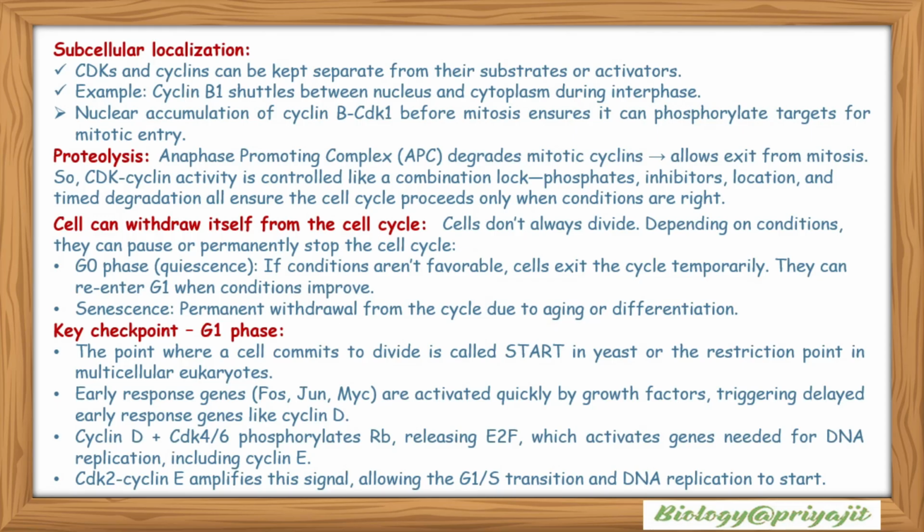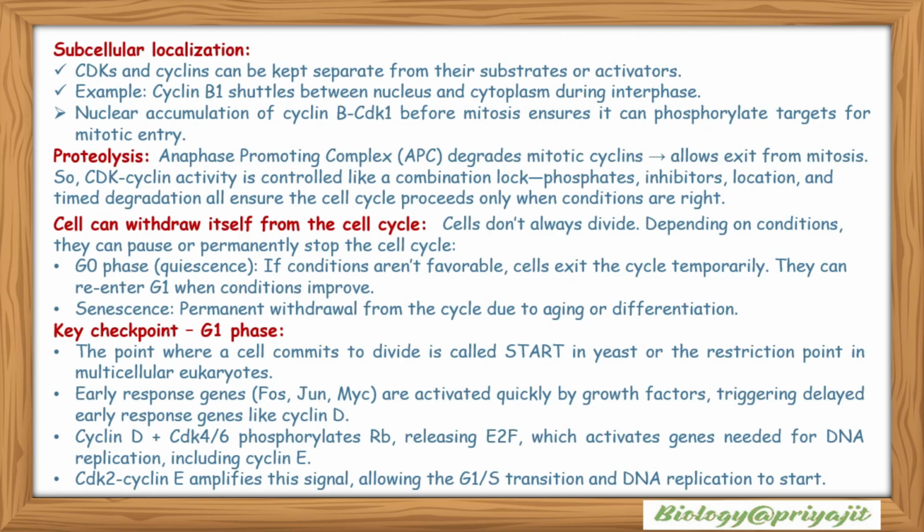Subcellular localization: CDKs and cyclins can be kept separate from their substrates or activators. For example, cyclin B1 shuttles between the nucleus and cytoplasm during interphase. Nuclear accumulation of cyclin B-CDK1 before mitosis ensures it can phosphorylate targets for mitotic entry. What is proteolysis? That is the degradation of proteins. The anaphase promoting complex degrades mitotic cyclin, allowing exit from mitosis. So CDK-cyclin activity is controlled like a combination lock: phosphates, inhibitors, location and timed degradation all ensure that the cell cycle proceeds only when conditions are right.